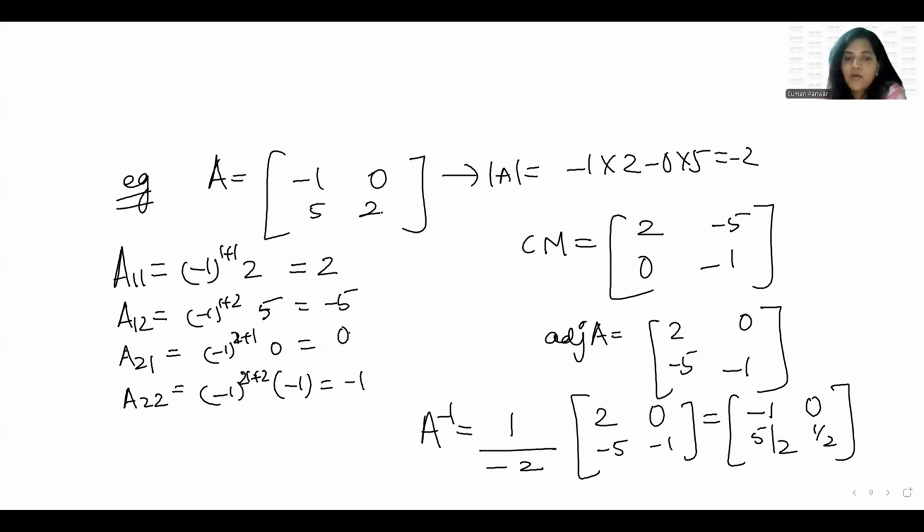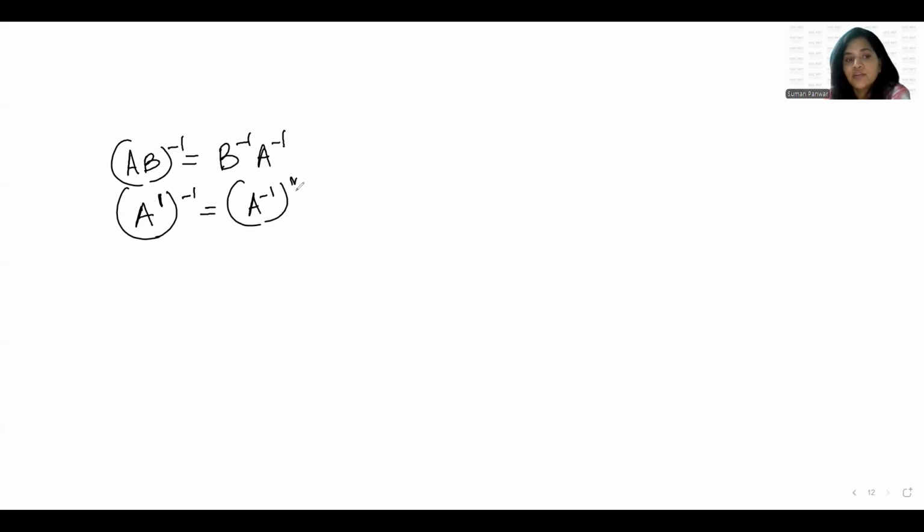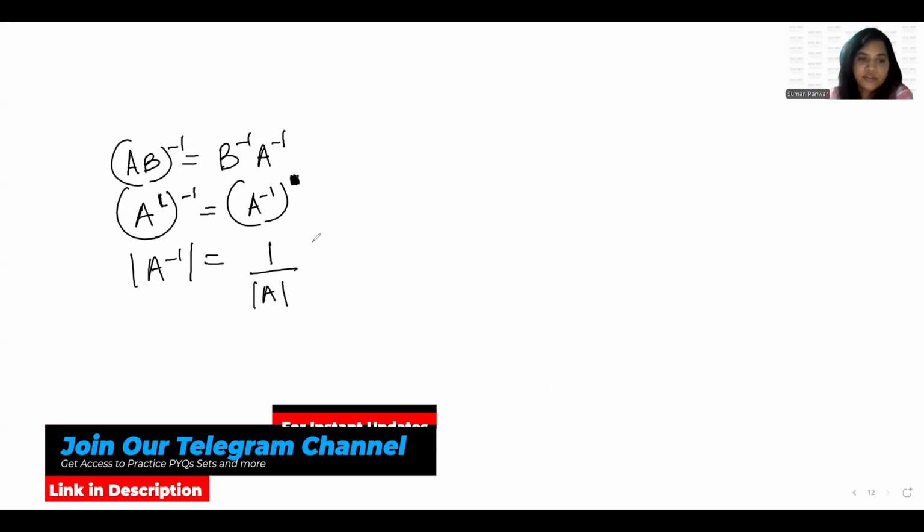Now some properties about inverse of a matrix. AB inverse is equal to B inverse A inverse. It is reversed like in the case of transpose. AB transpose is B transpose A transpose. All right. Then A transpose inverse is equal to A inverse transpose. This is also very, very important. You take transpose first, then inverse, or you take inverse first, then transpose. Both mean the same thing. All right. Then determinant of A inverse is 1 upon determinant of A. This is also very important.